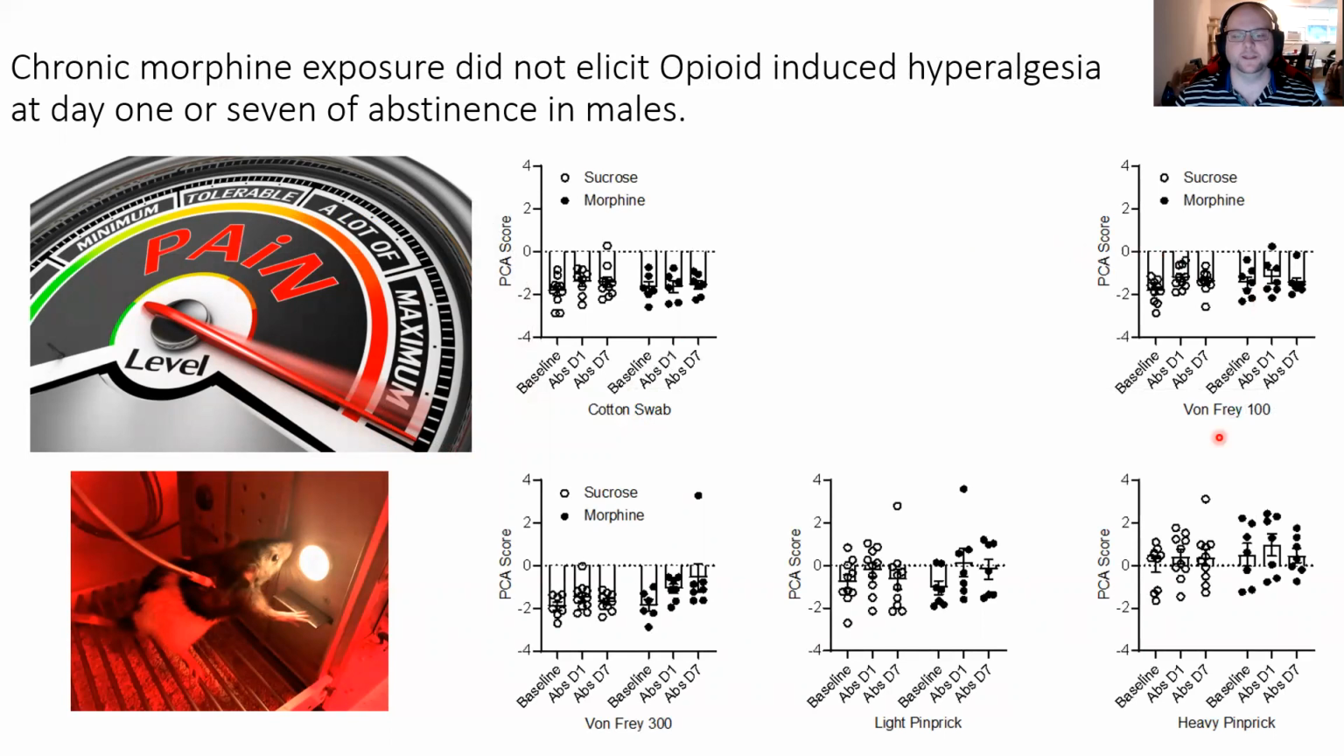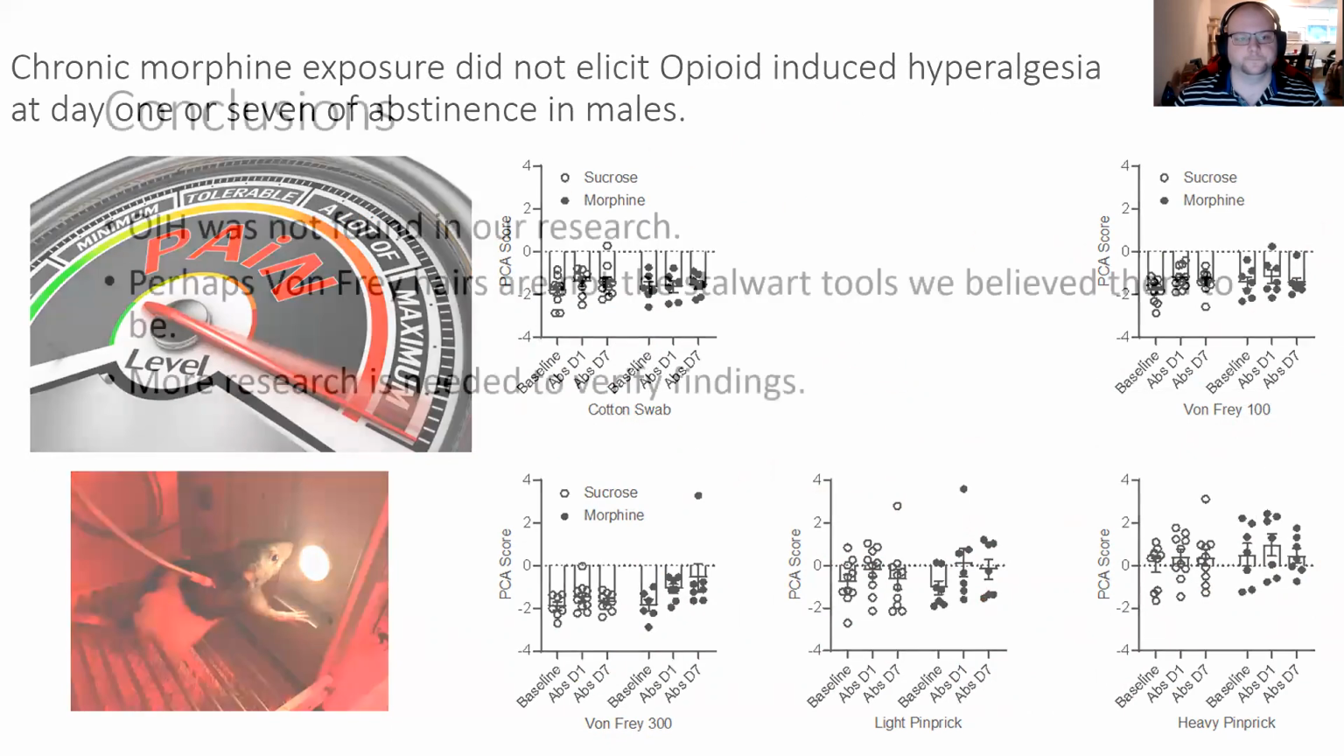Here you can see the data that we gathered. So we have cotton swab as our non-painful stimuli, then von Frey's, which as I said previously, are found to be non-painful, and then our two noxious stimuli here. We did not see the presence of opioid-induced hyperalgesia in our sample. The previous literature indicated that it should be most apparent at day 1 of abstinence, and we did not see it in the noxious or innocuous stimuli, which is rather strange. So it looks like in our sample, we did not see the presence of opioid-induced hyperalgesia, which suggests that perhaps there needs to be more research to either confirm or deny its existence.